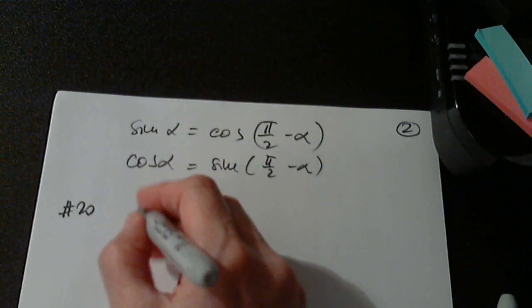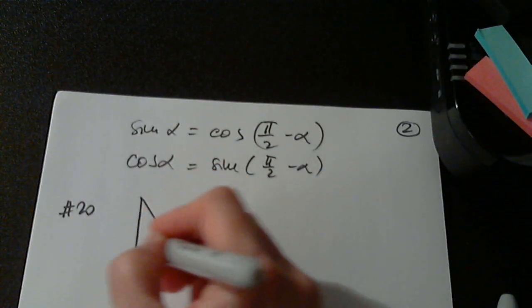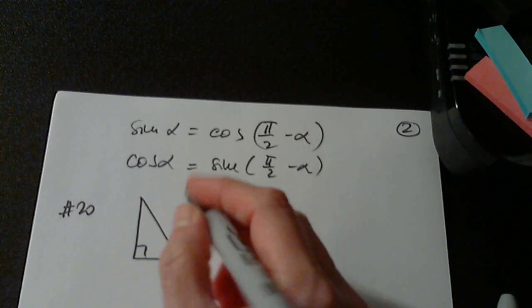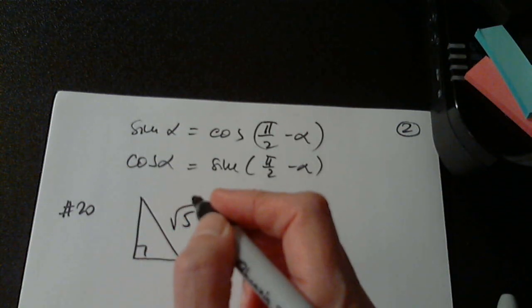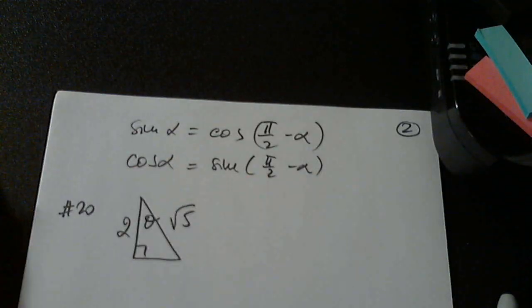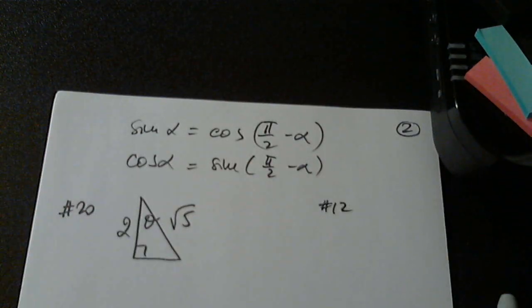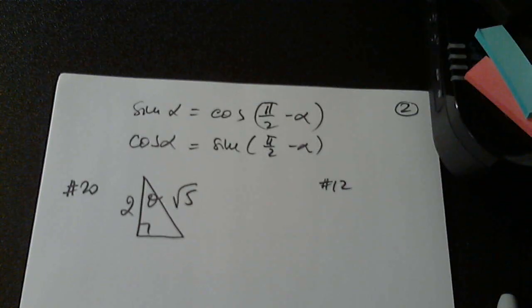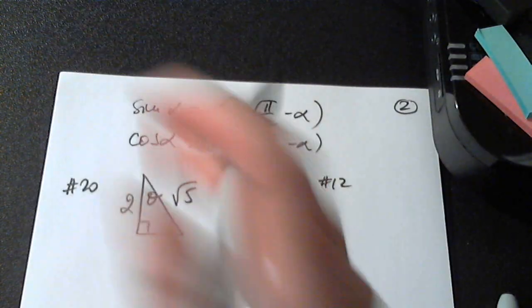And 20, we have a right triangle, of course. We have the hypotenuse, which is the square root of 5. We have one leg, which is 2. And we have that acute angle at the top. Okay, I see there is a chat. Is it for me? 12. Okay, so we're going to look at 12 afterwards. Perfect. Thank you. Okay, so they're asking us to determine the values of the trig functions.